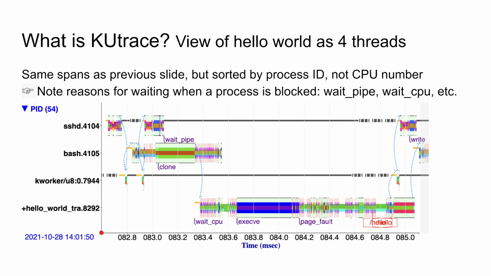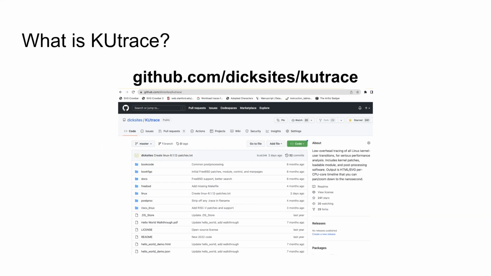Where can you get the code? It's on github.com/digsite/KUtrace. There's Linux patches, FreeBSD patches, there's man pages, there's all the post-processing code. For the companion book, Understanding Software Dynamics, there's all the programs that are in the book and HTML files for the figures in the book that come from KUtrace that you can click on a button for a particular figure number and get right there, and then you can pan and zoom around from there. There's a companion video that talks through the Hello World trace dynamically. You can watch that next if you're interested.